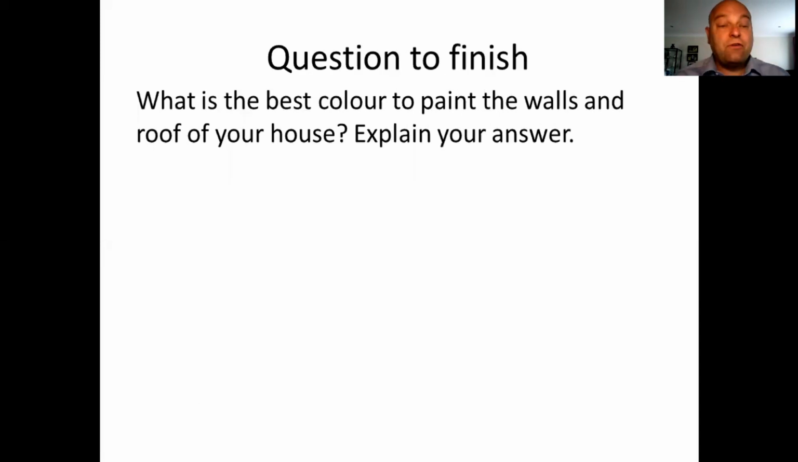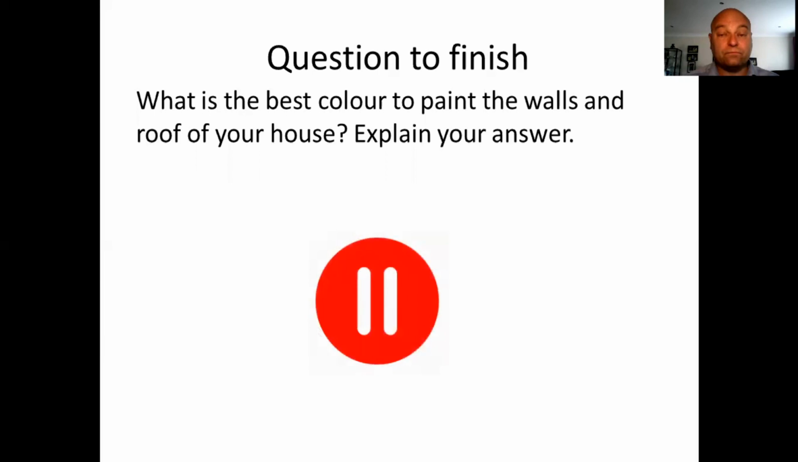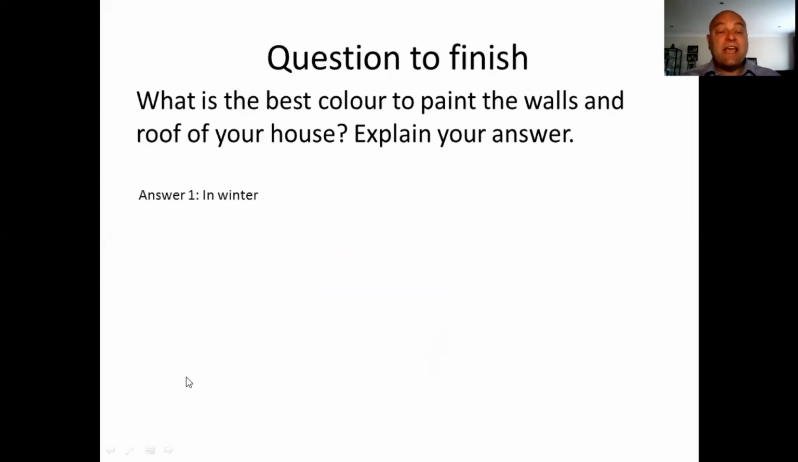To finish this lesson, one more problem for you to have a go at. Follow the same method, do your diagram, work out which way the heat energy is going, and so on. Pause the video and I'll go through the answer in a moment. So let's see how you should have done then. What is the best colour to paint the walls and roof of your house? Explain your answer. We're talking the outside of the house, not the inside.